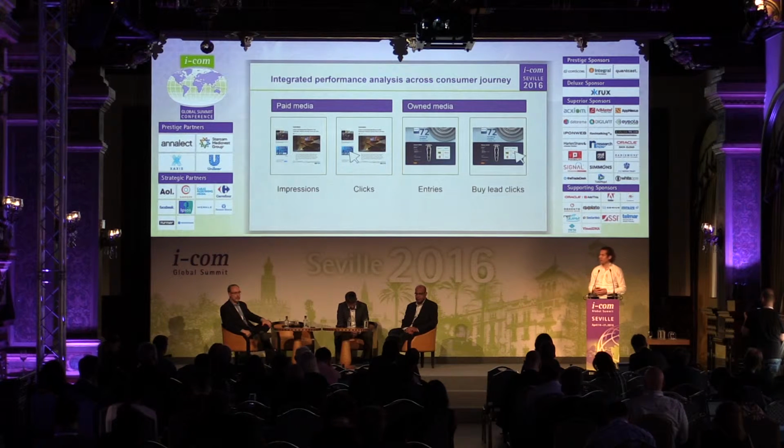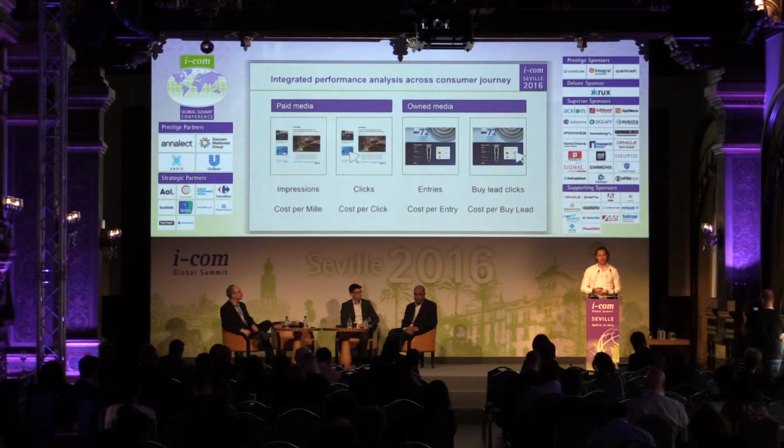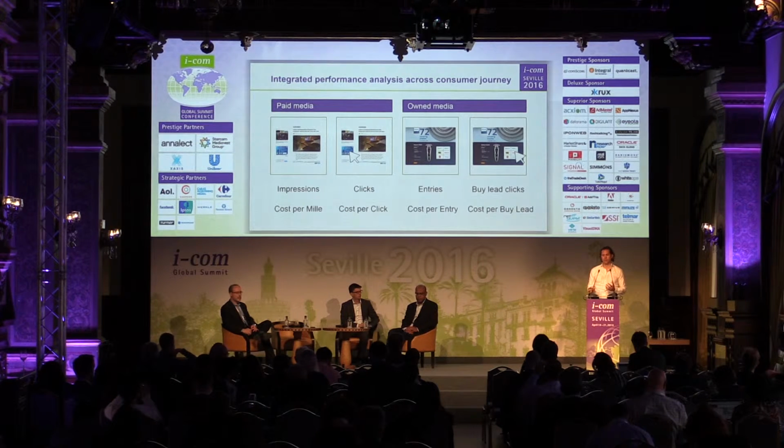So this way we are having an integral view across the whole consumer journey, where we can make sure that we optimize not, let's say, on one silo, but more on an integrated view. And then we also take a look at the cost efficiency of these steps. So we analyze what is the cost per 1,000 impressions, the cost per click on a banner, the cost per entry, and also the cost per buy lead, the cost per click on the buy button. So then we can really see which channels are most cost efficient, and then we can also stop the channels which are not so cost efficient.